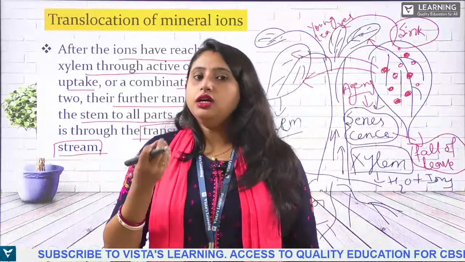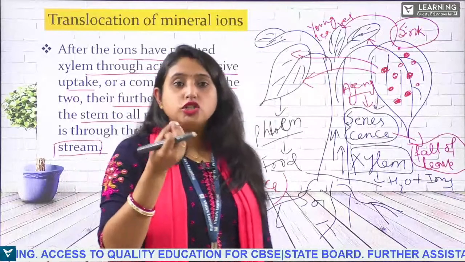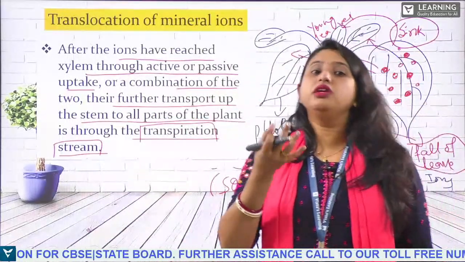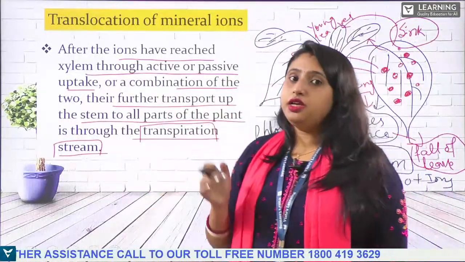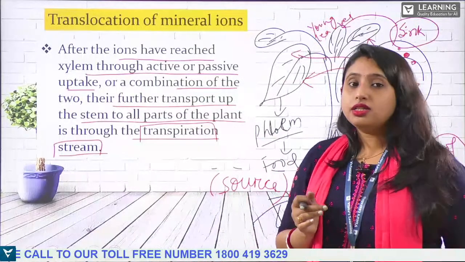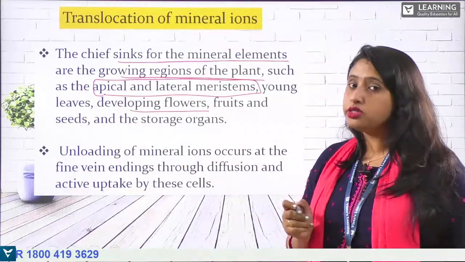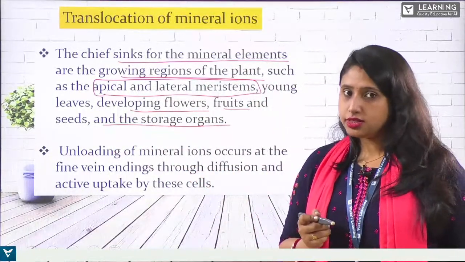Here the new buds come out, new leaves come out, that is the shoot tip grows and divides, isn't it? That is the sink where the minerals need to be transported. So these younger leaves are the sink where the minerals need to be deposited. That is the developing flowers, the fruits, the seeds, and the storage organs, right?